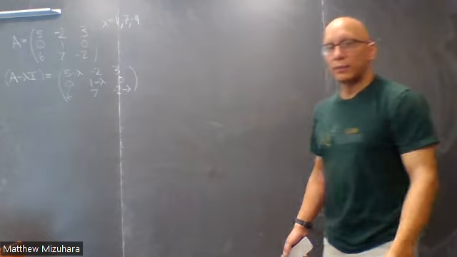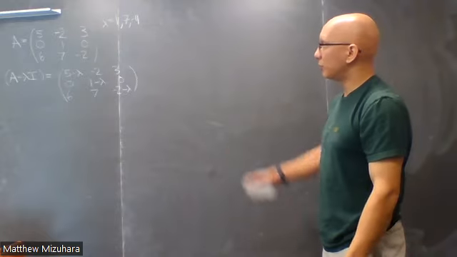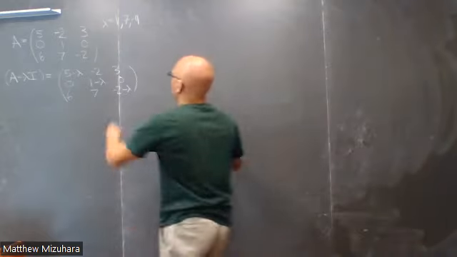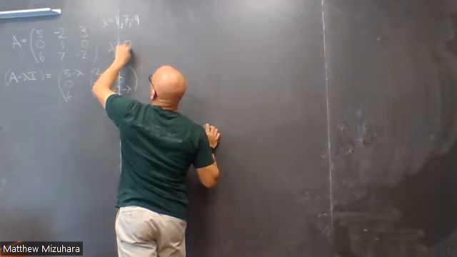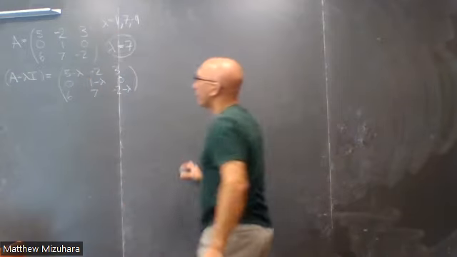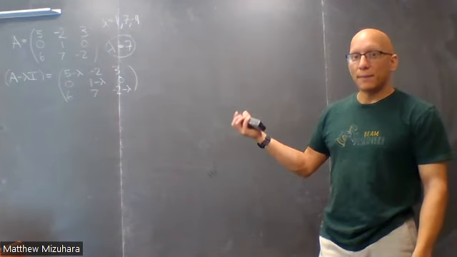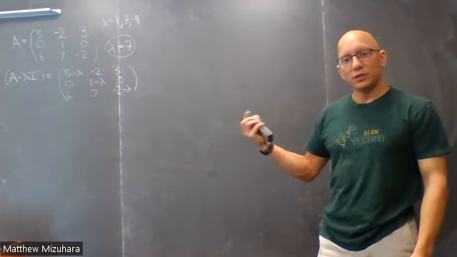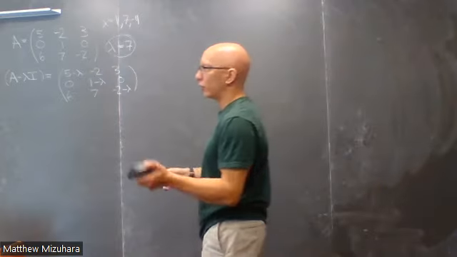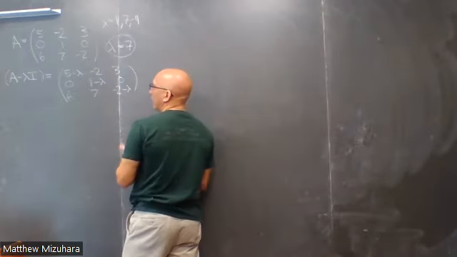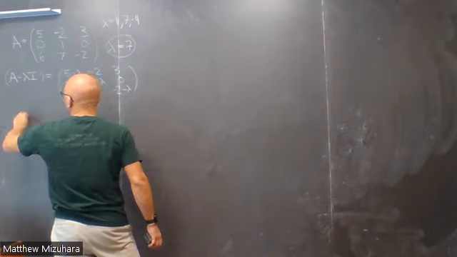Okay, so remember for eigenvectors, specifically for lambda equals 7, I now need to solve the associated equation A minus 7I times x equals 0. Okay, I'm looking for the null space of that matrix, A minus 7I.